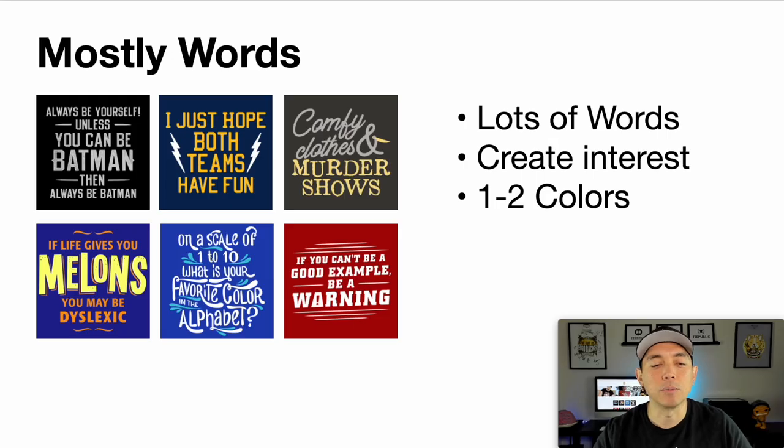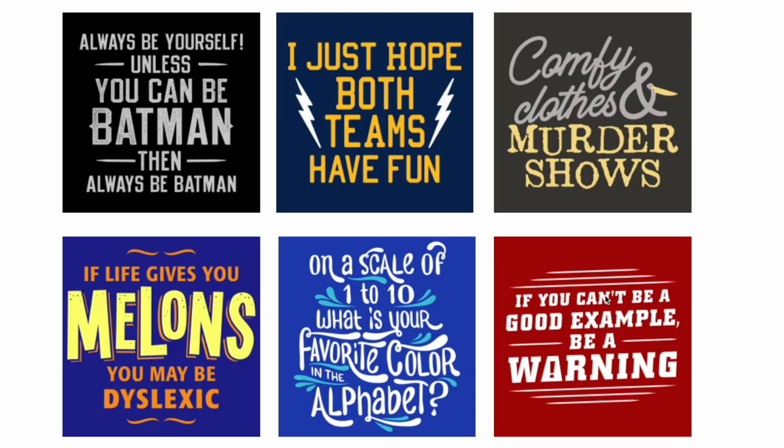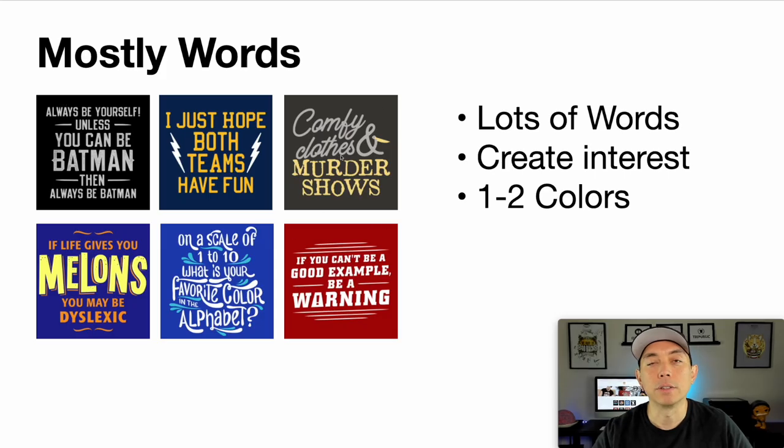You can see this one has some really cool things going on. This one is kind of at an angle and different things like that. So if you have a lot of words, and in this case there's mostly words, and you just want to keep it simple with one or two colors, you can see this one and this one have one color and the others have just two colors, right? So keep it simple, but create interest with maybe different graphics or how you do your fonts or something like that. So this is another pretty easy way to do it. You can see a lot of these are tall rectangles as well, so keep that in mind. But this one, mostly words. You can learn a lot from what they do just with words.